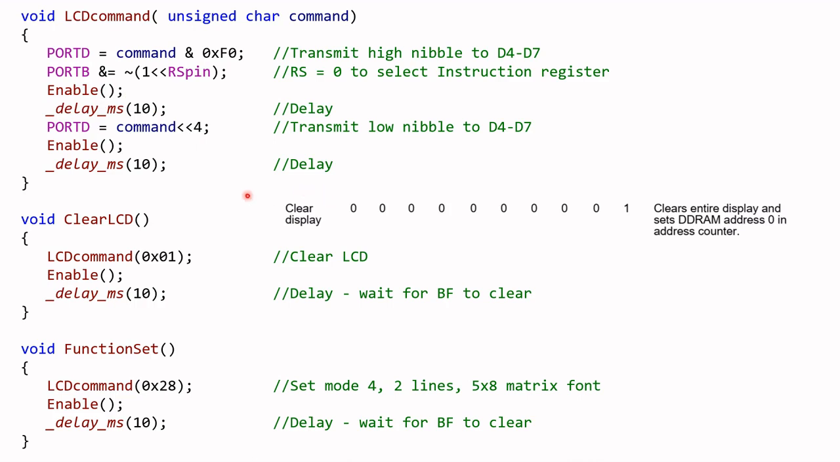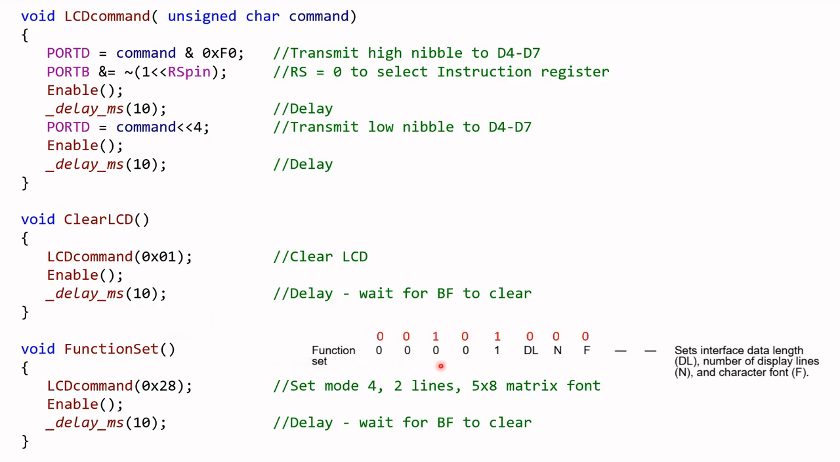Let me just come to this part first, and then I'll get back to the enable. Sorry about that. So this line here will clear the LCD display, as mentioned earlier. So you need a 01 hexa, and then you enable it, delay it. So that is the function of this clear LCD function.